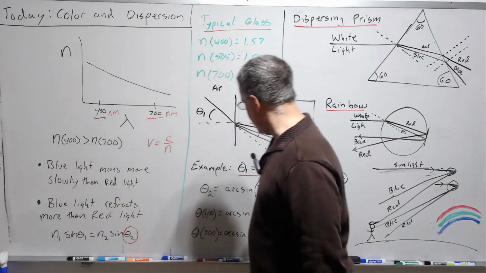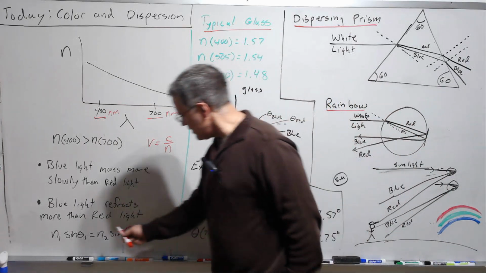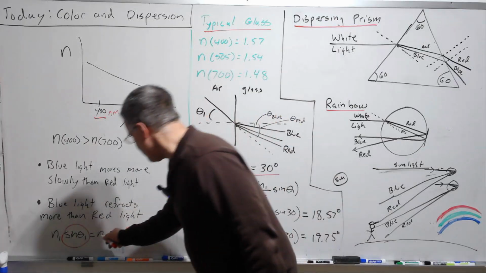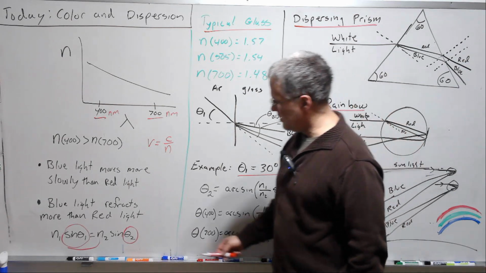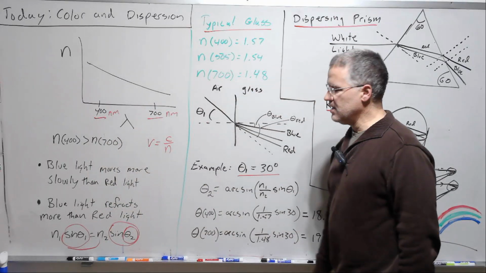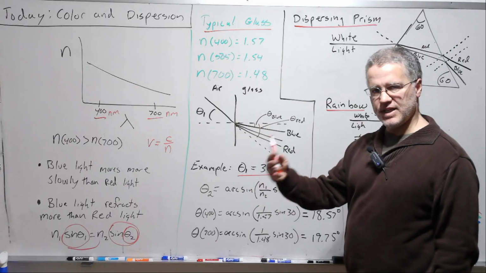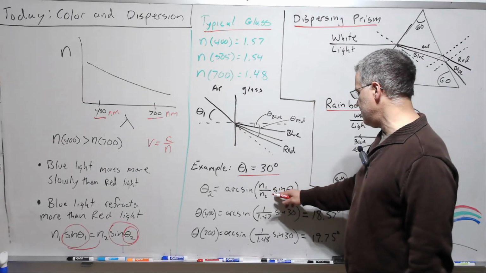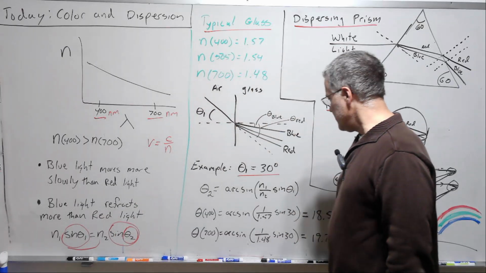We'll take the ratio of the indices, n1 over n2. Then this sine theta 1 just comes along for the ride. So we bring this over here, n1 over n2, and then the sine theta 1 is still there. Now we'd be left with just sine theta 2 on the right hand side. And so to undo the sine, we take the inverse sine or the arc sine. So we'd have theta 2 equals arc sine of n1 over n2 times sine theta 1, and that's just algebraic manipulation of Snell's law.